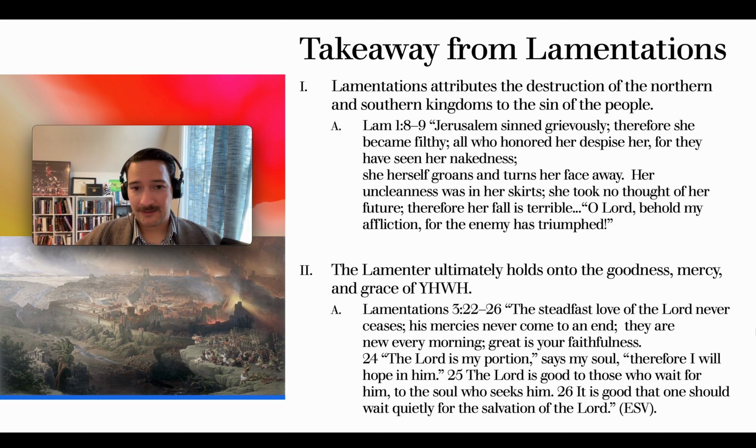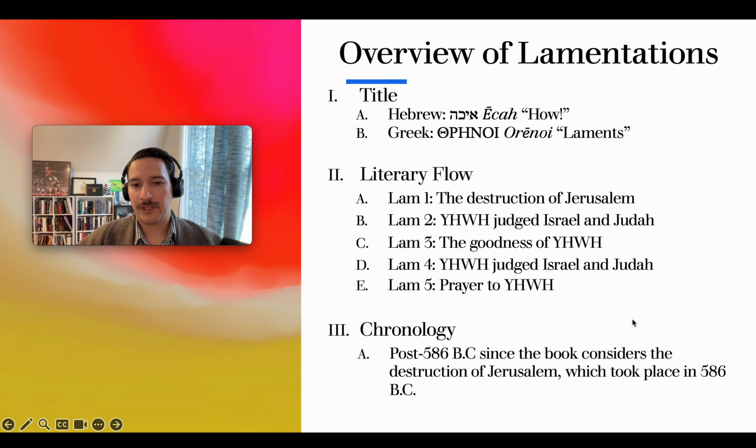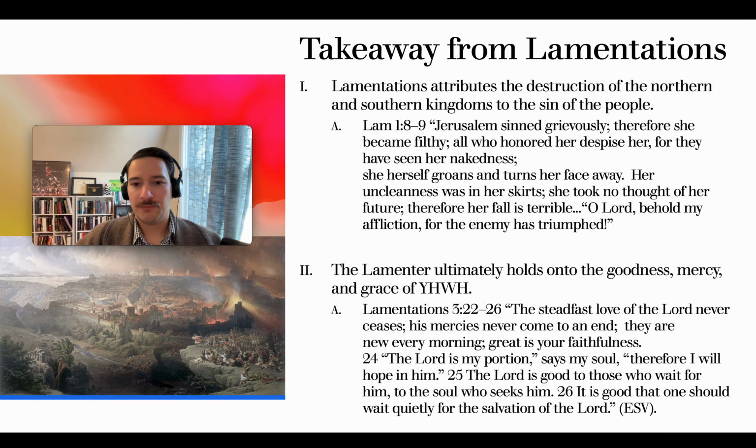And yet, the lamenter, as I call him, ultimately holds on to the goodness, mercy, and grace of Yahweh. Let me go back to how the book is structured. At the heart of the book is the goodness of Yahweh. This is a very strategically structured book, and at the middle of it is this goodness and mercy and grace of Yahweh. Lamentations 3:22: The steadfast love of the Lord never ceases. His mercies never come to an end. They are new every morning. Great is your faithfulness. The Lord is my portion, says my soul. Therefore I will hope in him. The Lord is good to those who wait for him, to the soul who seeks him. It is good that one should wait quietly for the salvation of the Lord.